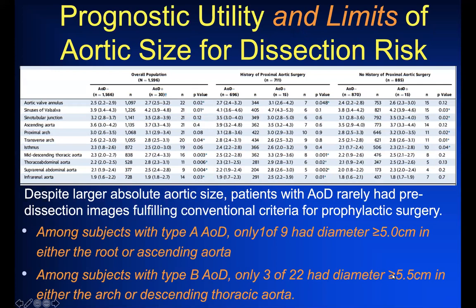Among patients with type A dissection, only 1 of 9 had a diameter above 5 centimeters, meaning a diameter meeting criteria for prophylactic surgical repair. And among patients with type B dissection, again, the large majority of patients who had events did not fulfill size-based criteria for intervention. What we're seeing is that patients with events have those events despite sizes that would warrant intervention.